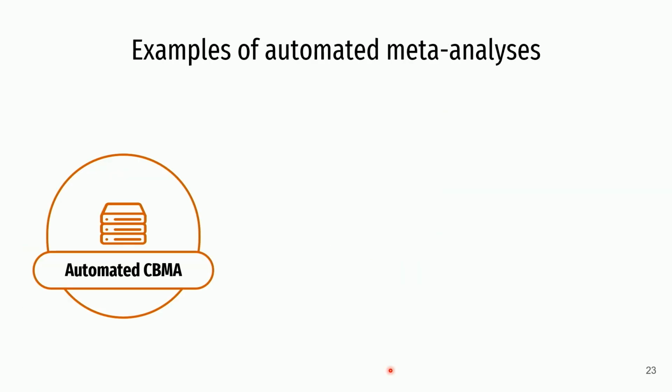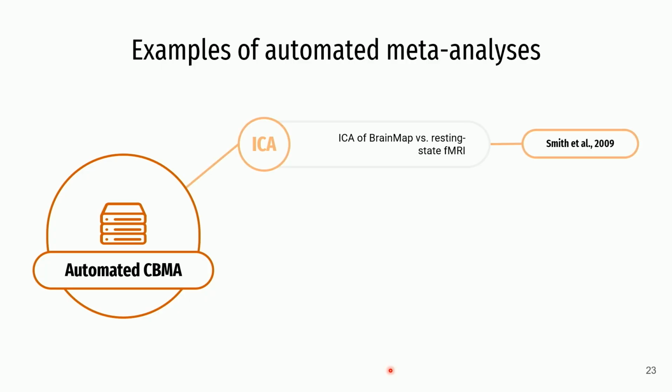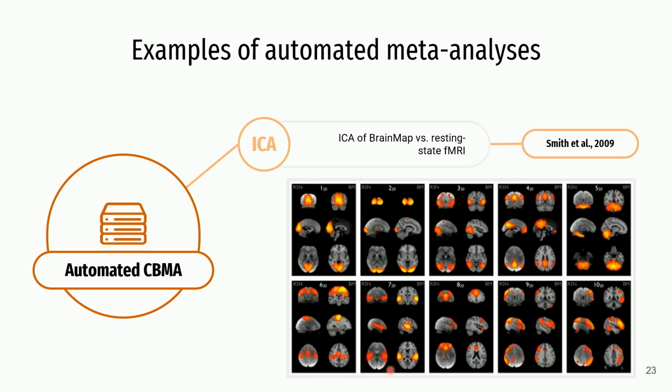So a couple of examples of automated coordinate-based meta-analyses. First up is Smith et al. 2009. They ran an ICA analysis of all of the images in the BrainMap database, and they also ran a comparable resting state ICA analysis. They found that about 2/3 of these ICA components matched up between the task-based meta-analytic networks and the resting state networks.